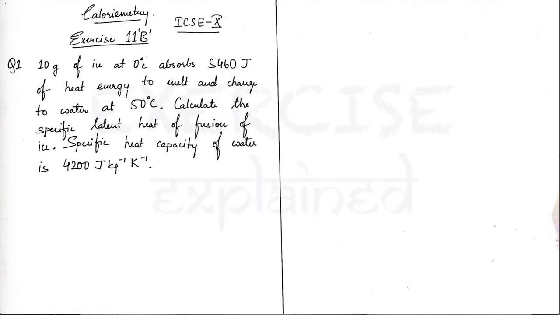Specific heat capacity of water is given to be 4200 joules per kg per Kelvin. Now you have to notice one thing here, that is specific heat capacity is given in SI unit, that is joules per kg per Kelvin, and the mass is given in grams. So we have to convert either of them.